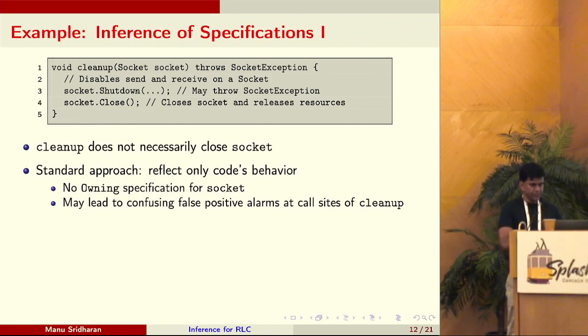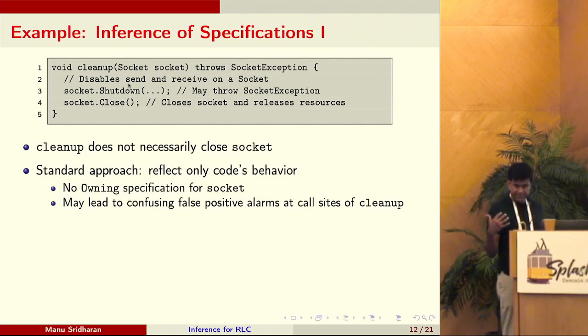So if you took a more standard approach to inference, you would try to focus on what we can infer about this method that is true of the code that's there right now. If we stuck to that approach, we would not infer any annotations for this method, because we would say, hey, it might not actually close that socket, so we better not put in an annotation there because that's not going to be verified. But this is actually not the right thing to do for this code.